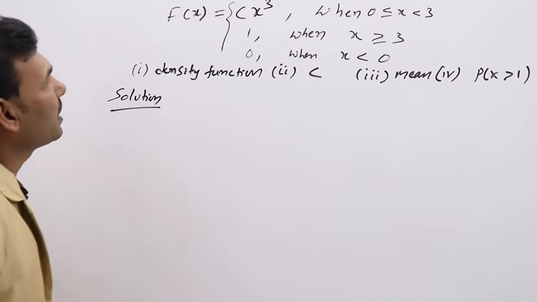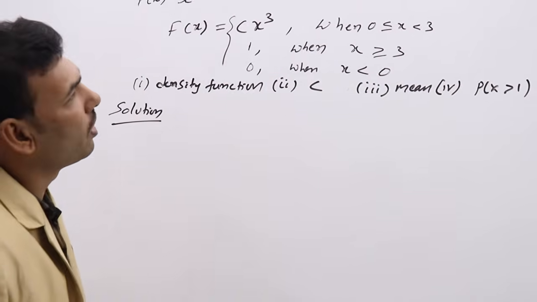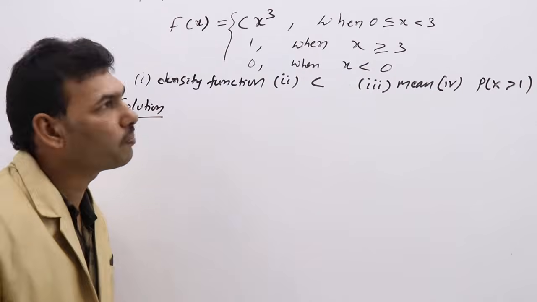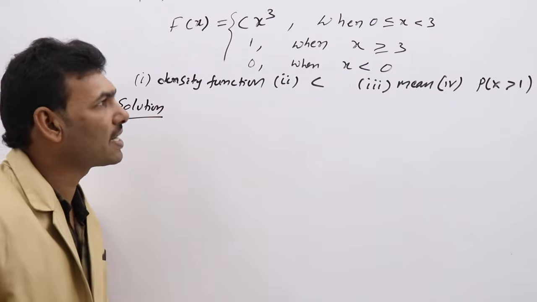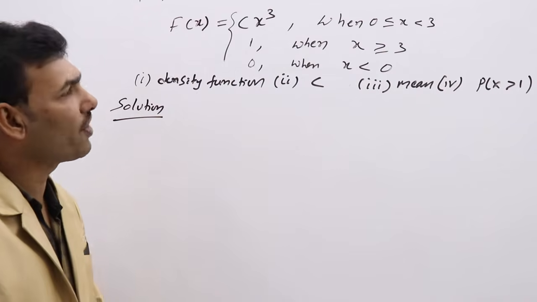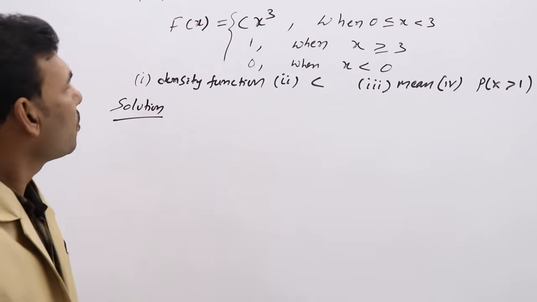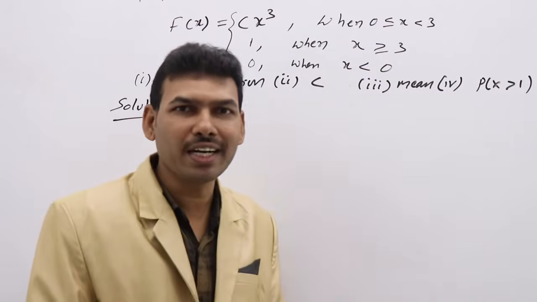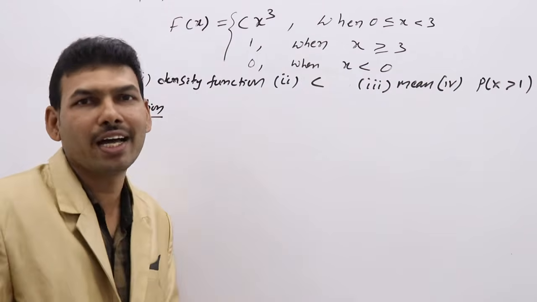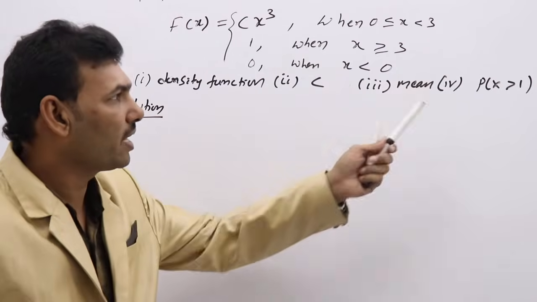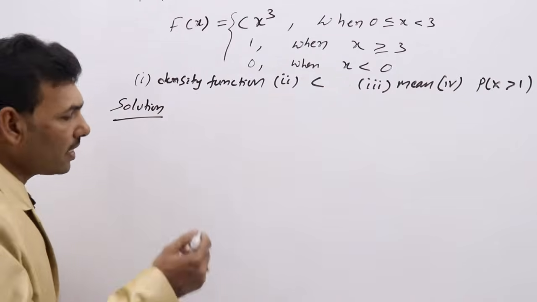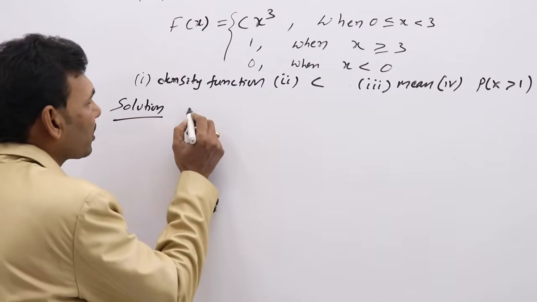The distribution function of a random variable is given by capital F of x equal to cx cube when 0 less than or equal to x less than 3, 1 when x greater than or equal to 3, and 0 when x less than 0. So first we need to find the density function. Next, for the corresponding density function, we need to find C, the mean, the variance, and the probability of x greater than 1. So for that, first find the density function.